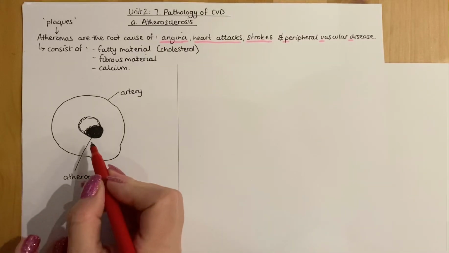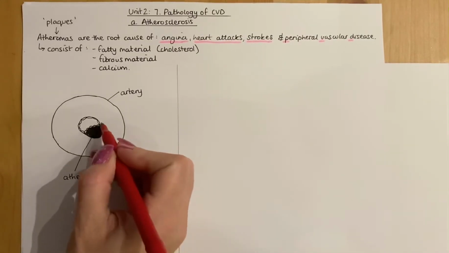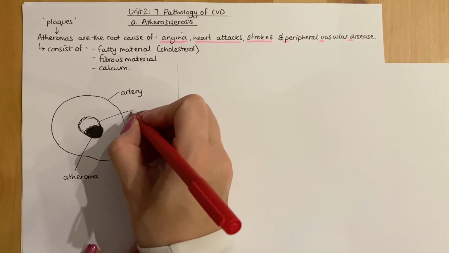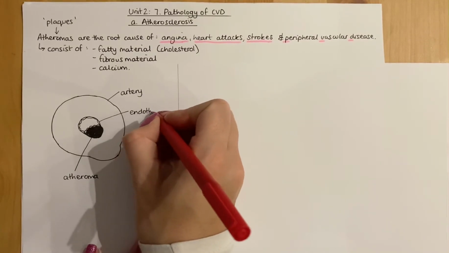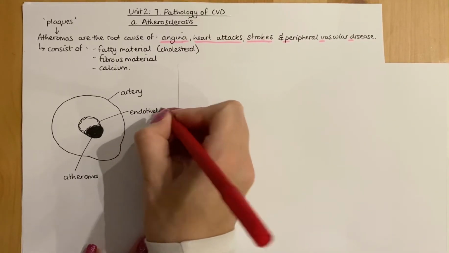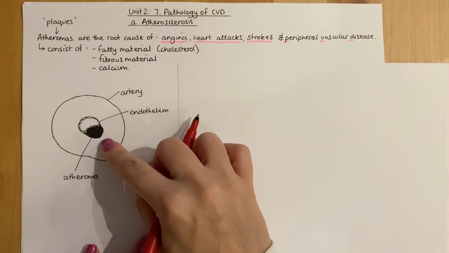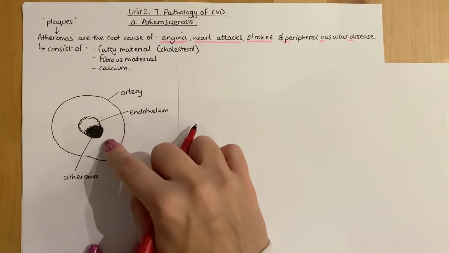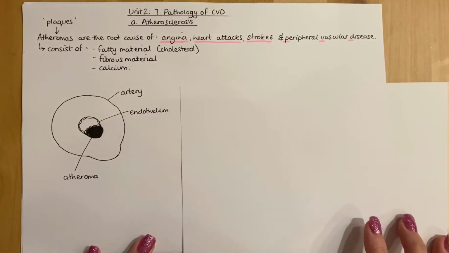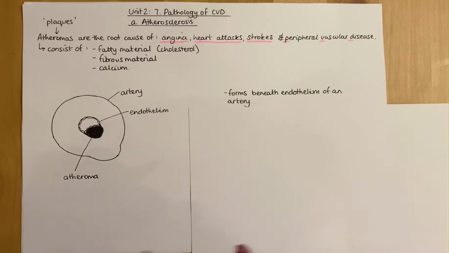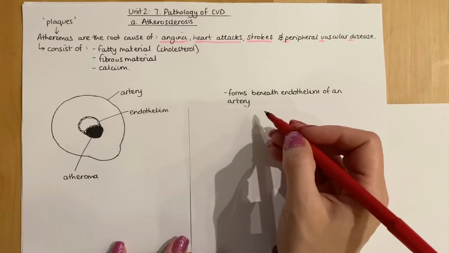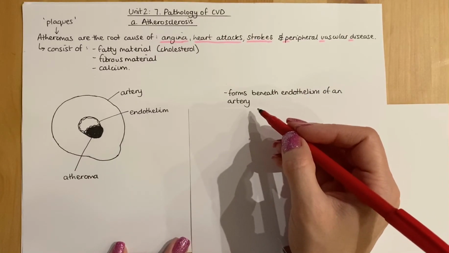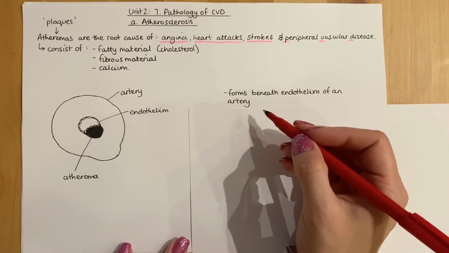Now if you look at the particular place that this atheroma has formed, it's formed beneath the endothelium. So that inner layer that lines the artery is the endothelium. So atheromas specifically form beneath that endothelium, so underneath the endothelium, between that and the muscular layer which is surrounding it. So you need to know the exact location of an atheroma, which is beneath the endothelium, and specifically of an artery. So generally when we talk about cardiovascular disease, it is typically in an artery. There's only one example where that's not the case.